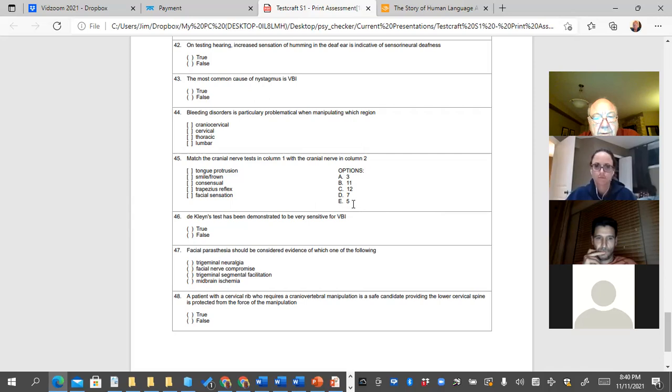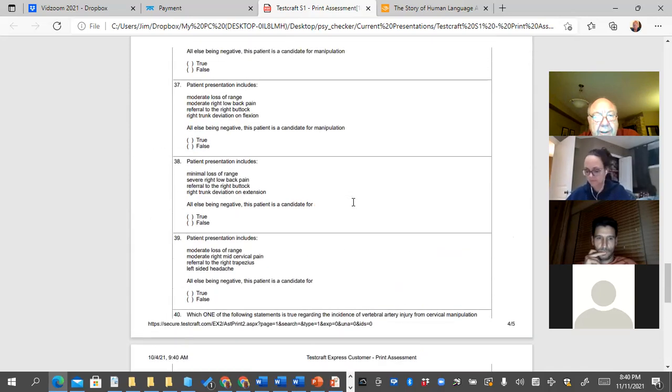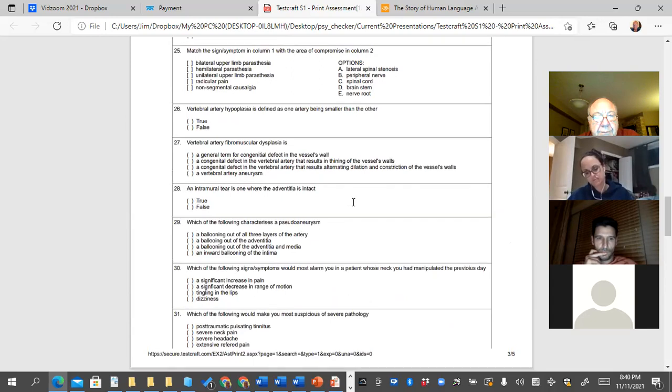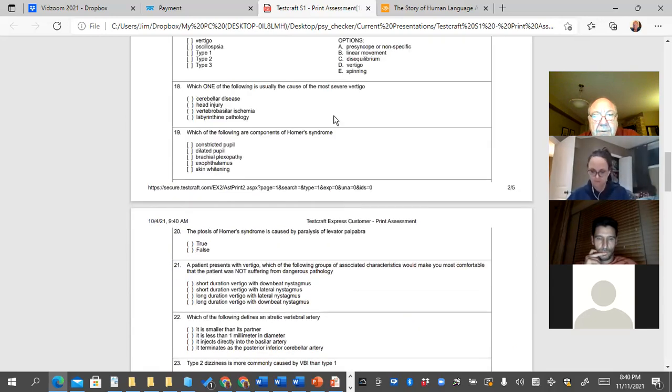Did you already talk about 18? Not today. Okay, which one of the following is usually the cause of the most severe vertigo? Cerebellar disease, head injury, vertebral-basilar ischemia, labyrinthine pathology. Labyrinthine pathology. That's one answer. Two answers. Tolu?